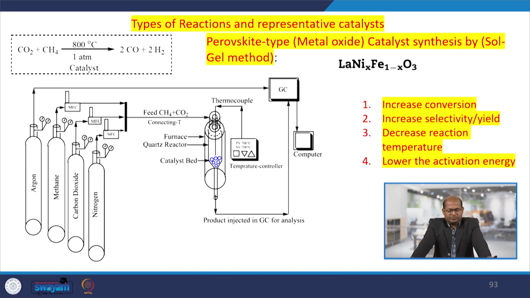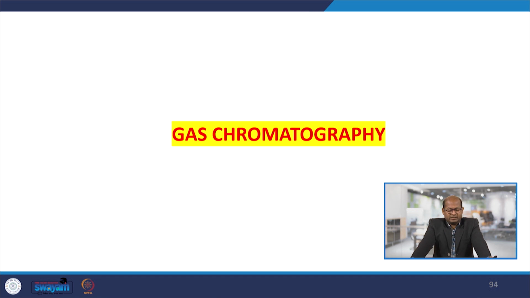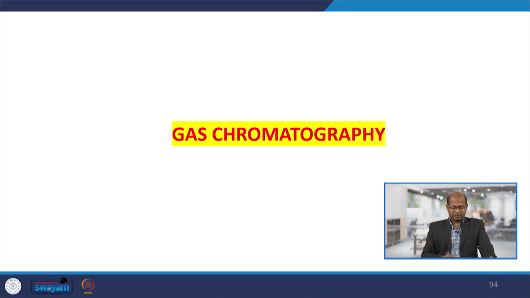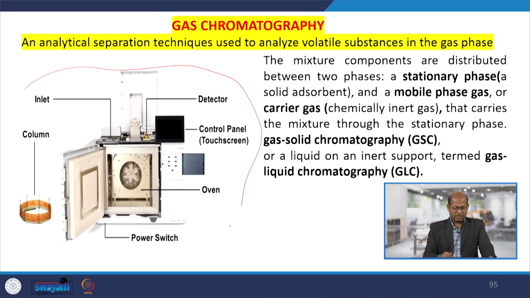Then gas chromatography, that is used when we conduct any reactions. It is required to find out the concentration of the individual components, meaning the product components. So, with the help of GC we can do that. So, what does a GC look like?